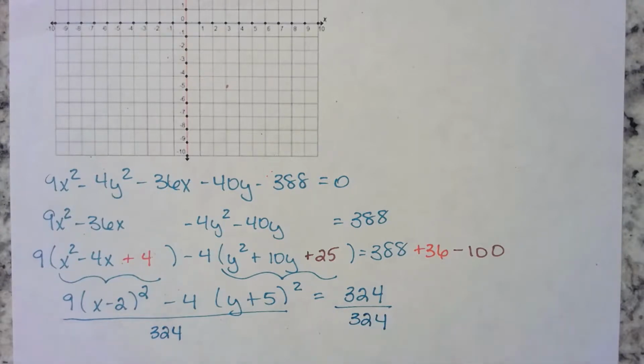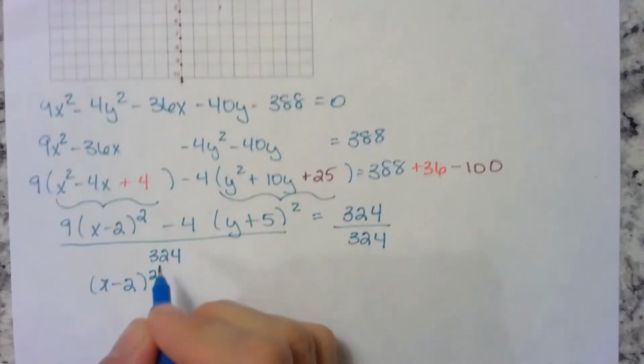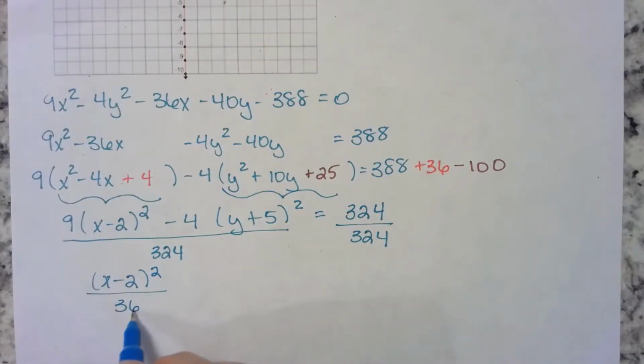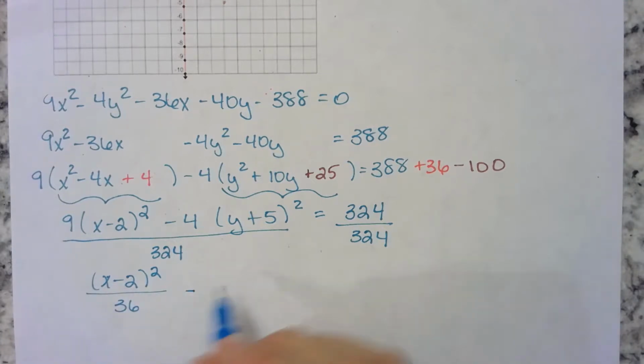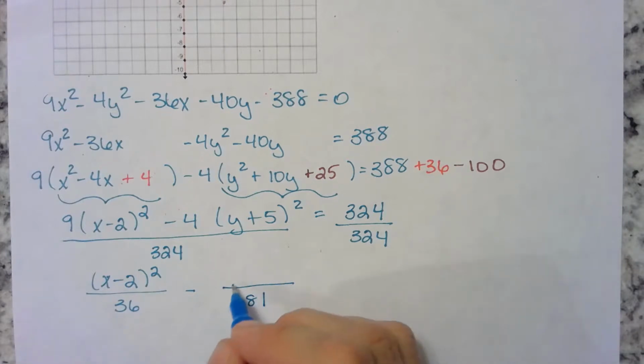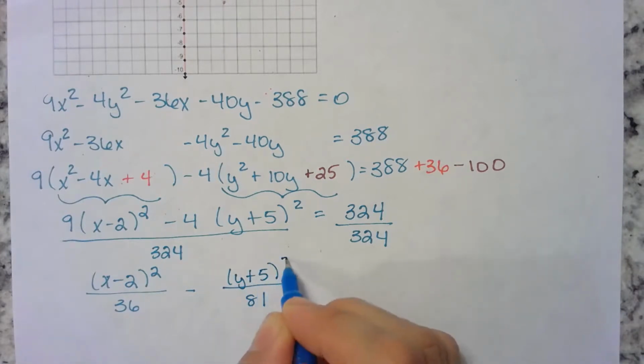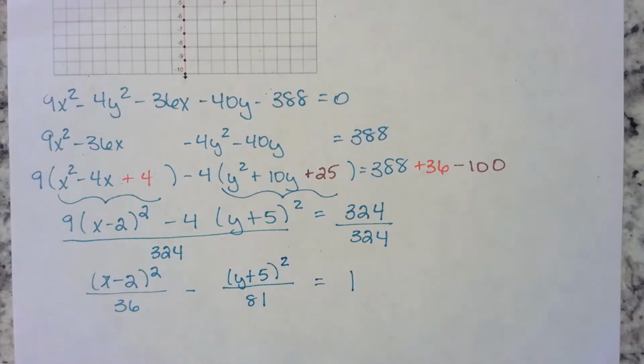Well, 9 over 324 reduces to 36 in the denominator. So x minus 2 all squared over 36. 9 over 324 reduces to 1 over 36. And 4 over 324 reduces to 1 over 81. So we now have our equation in the proper form to work with it. So let's see what we can find from all of this information.